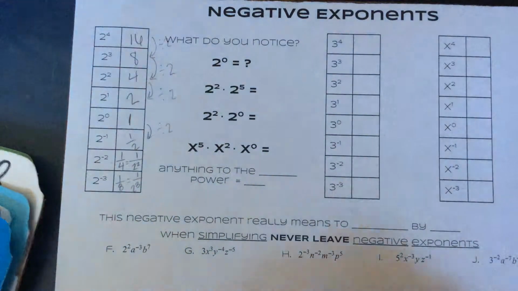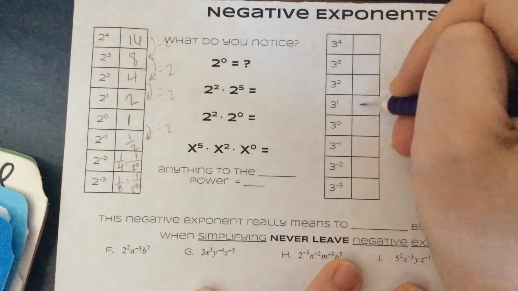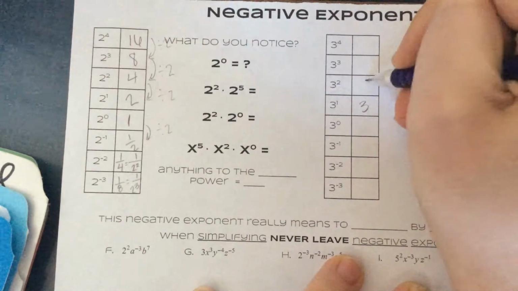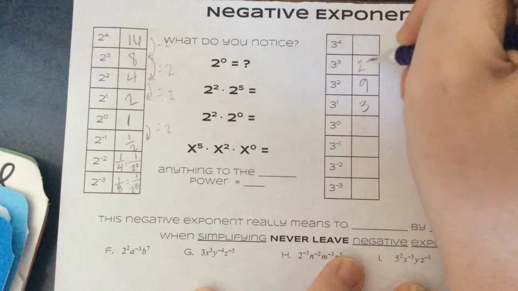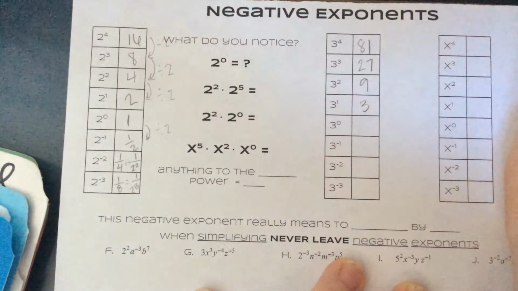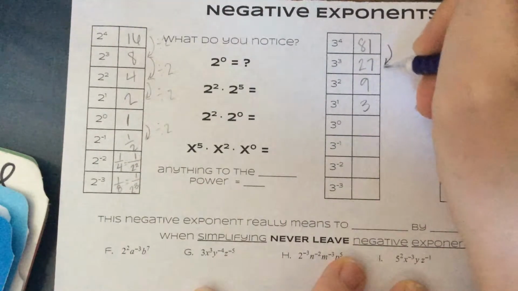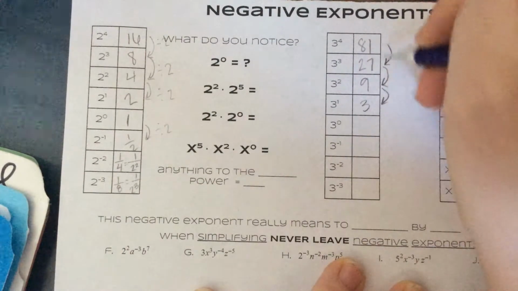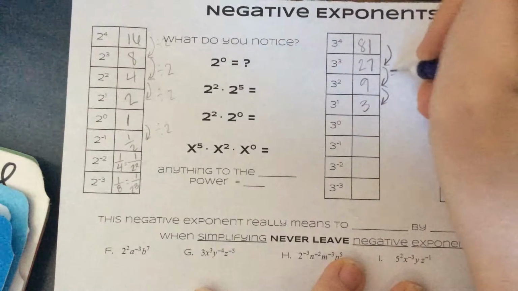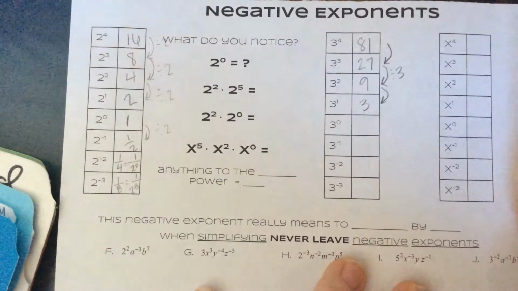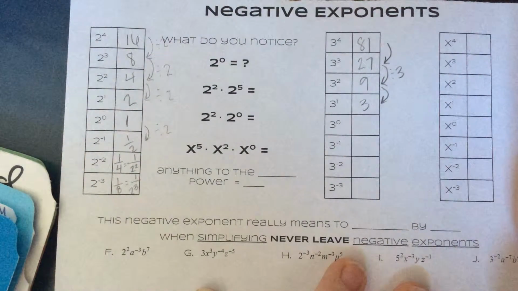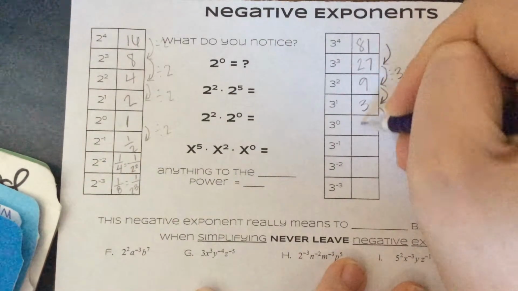Okay, so let's look at 3. When we look at 3, 3 to the first is 3. 3 squared is 9, 3 cubed is 27, 3 to the fourth is 81. Again, we look at the pattern. We see the pattern is they're decreasing by dividing by 3. So if we do 3 divided by 3, we get 1.